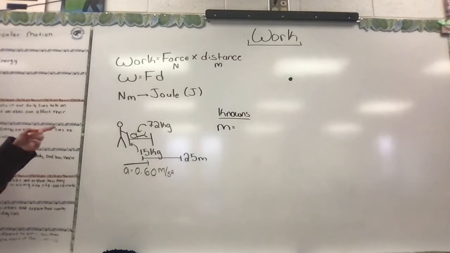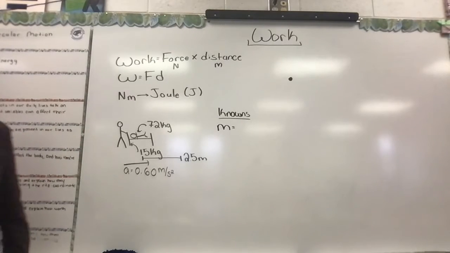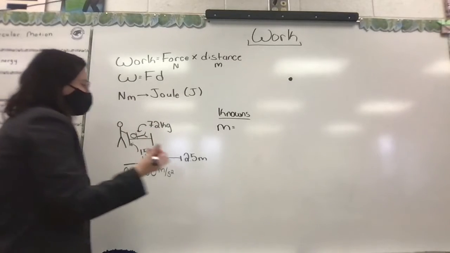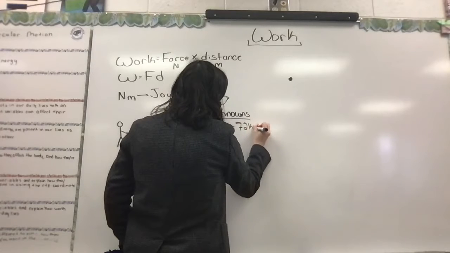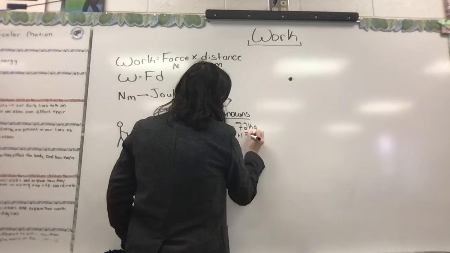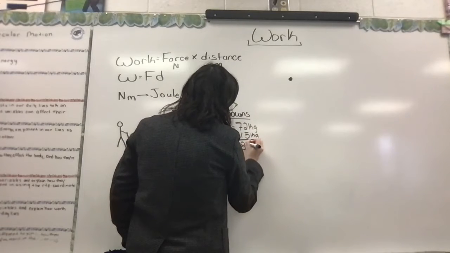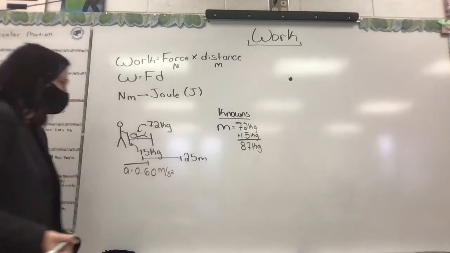Now, if we're considering these one thing together, what is the mass? Is it 72? Is it 15? Is it some combination of the two? What do you think? It's a combination. What are we going to do with these two numbers? Yeah, we're going to add them. So what's 72 kilograms plus 15 kilograms? Good job. It's going to be 87 kilograms. Okay, so that's good.